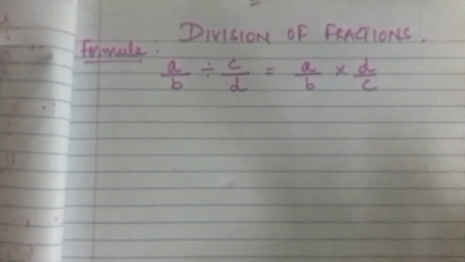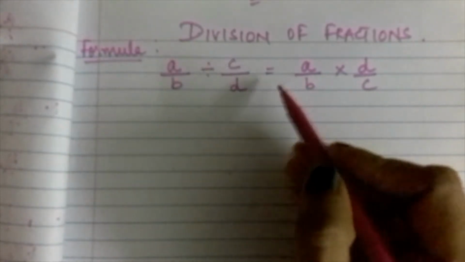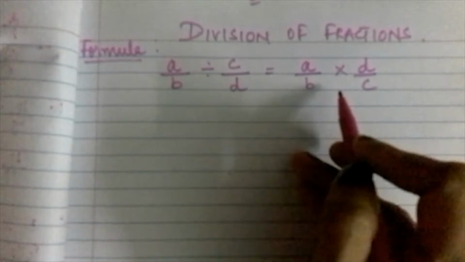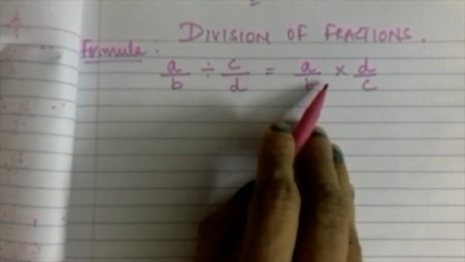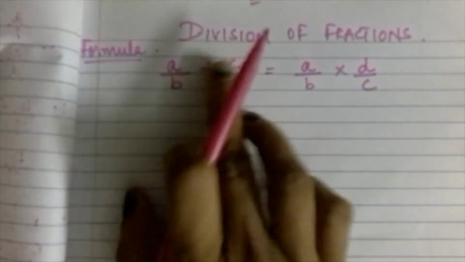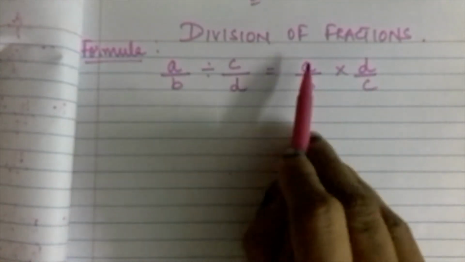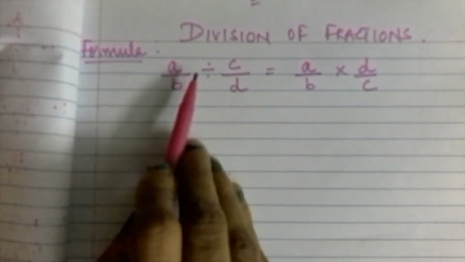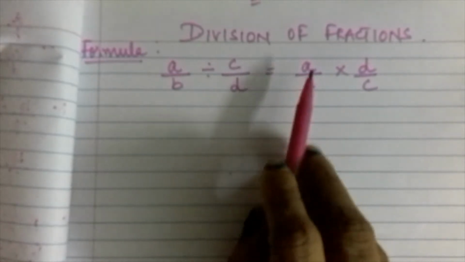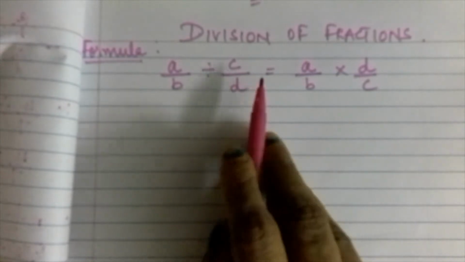The formula for division of fractions: given a by b divided by c by d, I can do the division by converting it into multiplication. How? I write the first fraction as it is, a by b. I change the symbol into multiplication, and for the second fraction I put its reciprocal. So a by b into d by c. The given sum a by b divided by c by d turns into a by b into the reciprocal of the second fraction. I'm going to explain how.